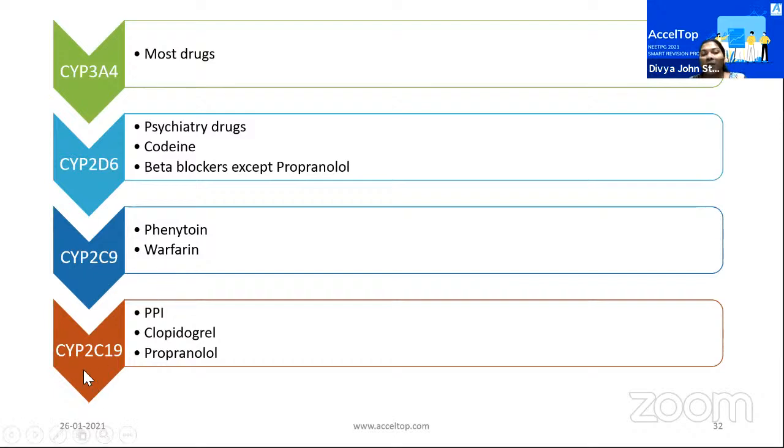Then you have CYP2C19, and the drugs that are metabolized are your proton pump inhibitors, clopidogrel, and propranolol. That is why in a patient who is on clopidogrel, it is not rational to prescribe a proton pump inhibitor because the drug interaction is possible at CYP2C19.